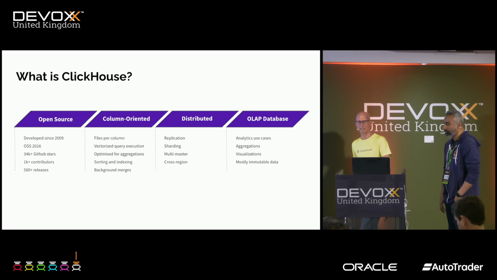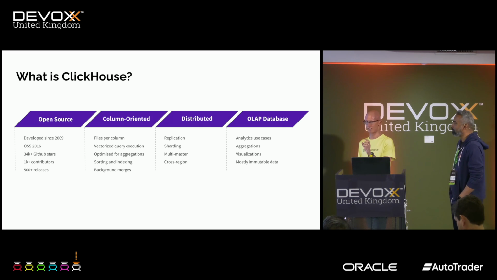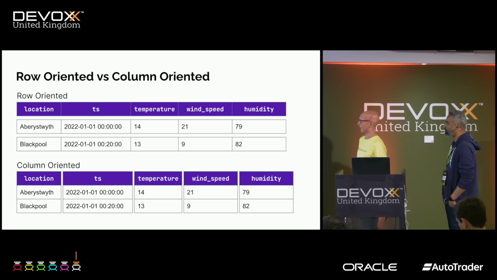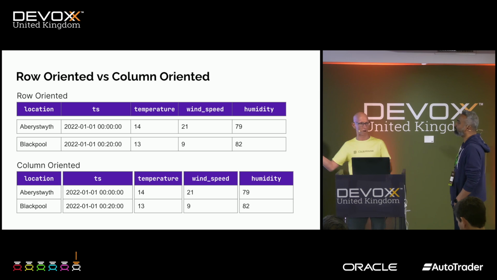So what is ClickHouse? It's an open source database. It's been worked on for a long time, but there's only been a company around it for a couple of years. It is basically an analytics database. So what does that mean? In a row-oriented database like Postgres or MySQL, the data is stored in rows. Bits of data on the same row will be next to each other, and reading a row is very fast.